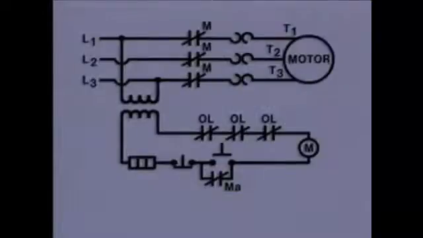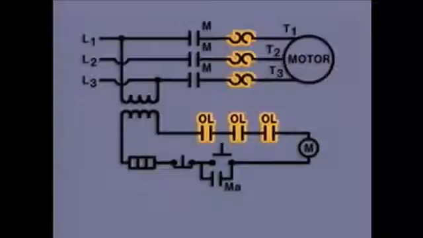If an overload occurs, the overload devices open the overload contacts. Opening the overload contacts opens the control circuit, which stops current flow to the M coil. When the M coil is de-energized, the M contacts open. As a result, the path for current to flow to the motor is interrupted and the motor stops.